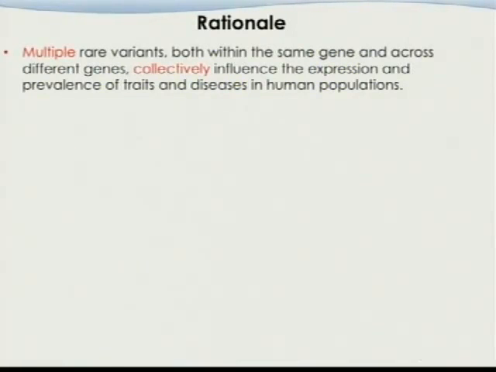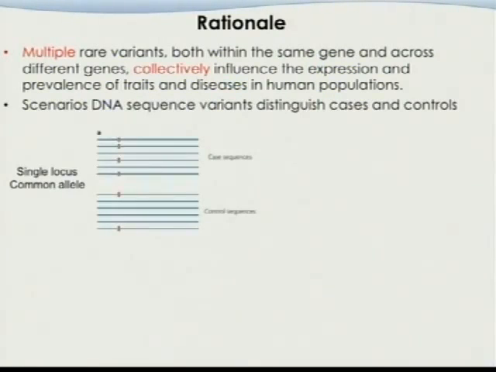The rationale for this part is that multiple rare variants, both within the same gene and across different genes, collectively influence the expression and the prevalence of traits and disease in human populations. Not one gene, but multiple genes, and they collectively influence the phenotype. So that's the basic rationale.